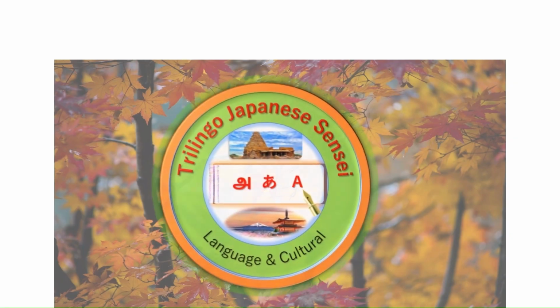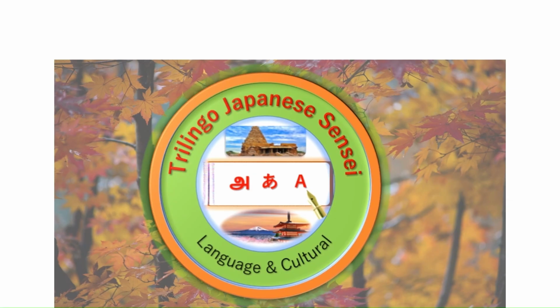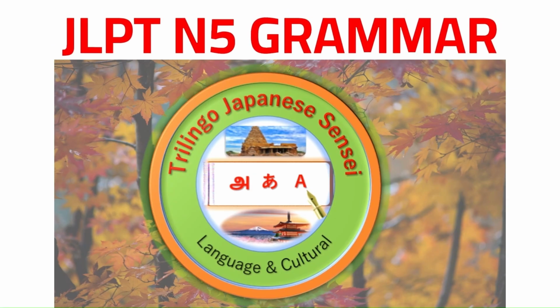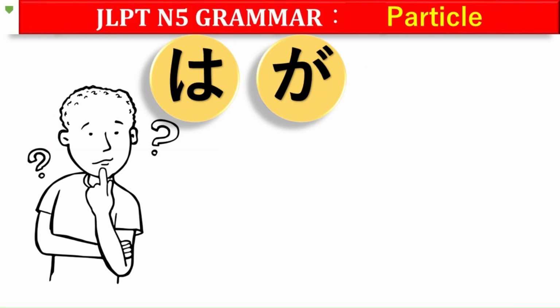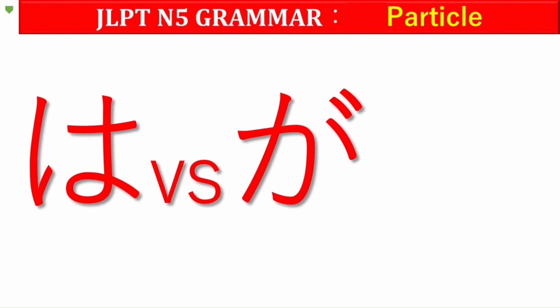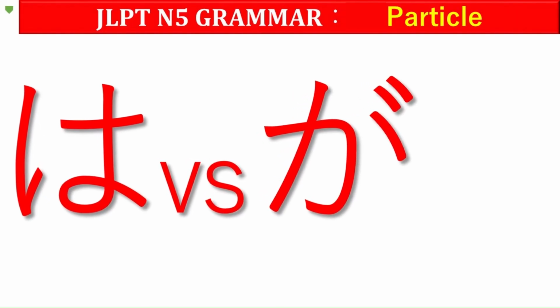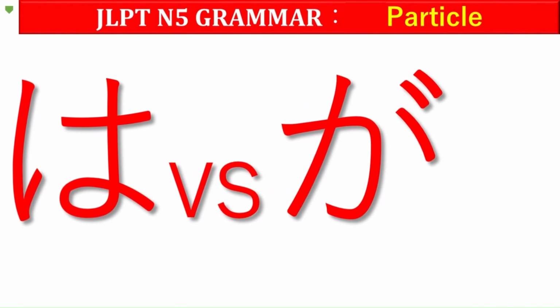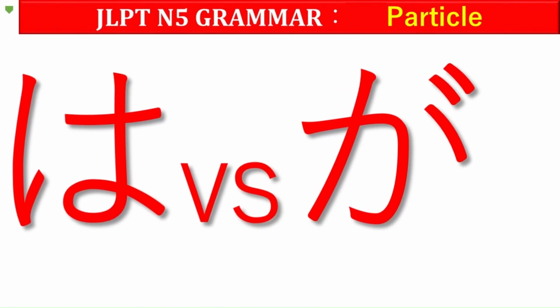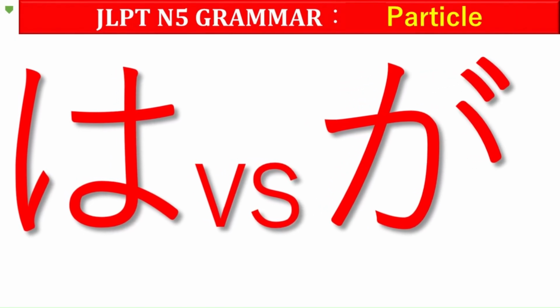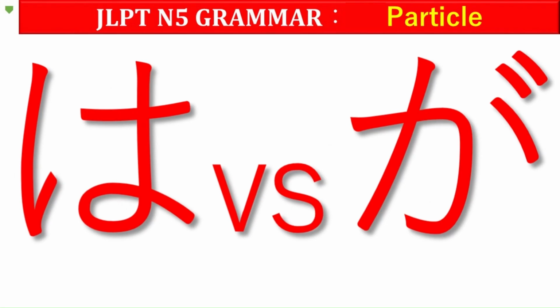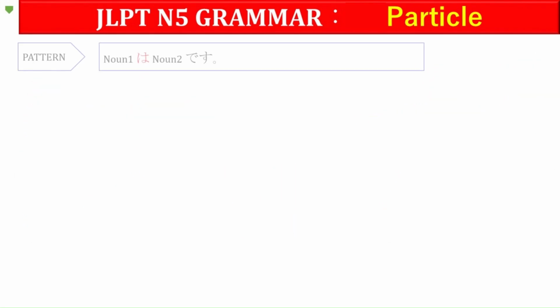Hello minasan, konnichiwa. This is Trilingo Japanese Sensei. In lesson 2, I am going to explain the particles such as wa, ga, de and no in a very simple way. Along with these examples, let us also deep dive into the difference between the usage of wa and ga particles, so that even a beginner can easily understand the specific usage according to the situation. Let's make Japanese particles easy. Without further wait, let's get into the topic.